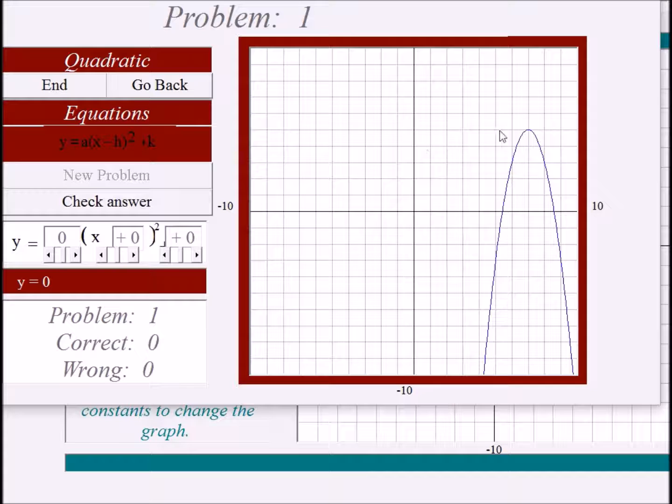The vertex is not on the origin like the parent function is. In fact, it's 1, 2, 3, 4, 5, 6, 7 to the right. That's the bad dog, left and right. So I need a negative 7 there. And it's 1, 2, 3, 4, 5 up. If I put a 1 here, that'd be the shape of the parent function.